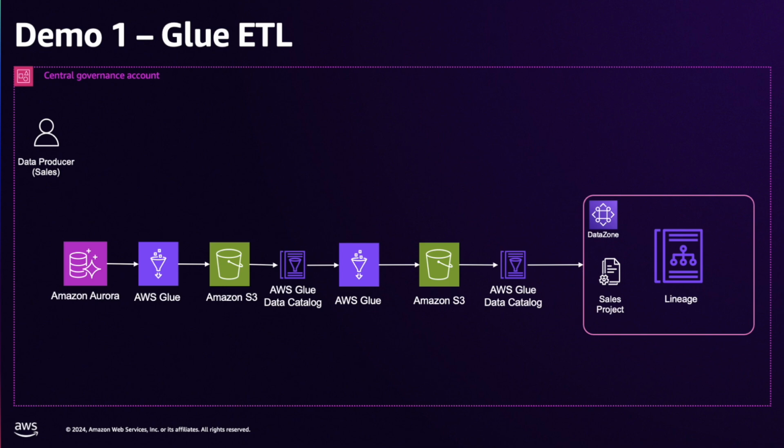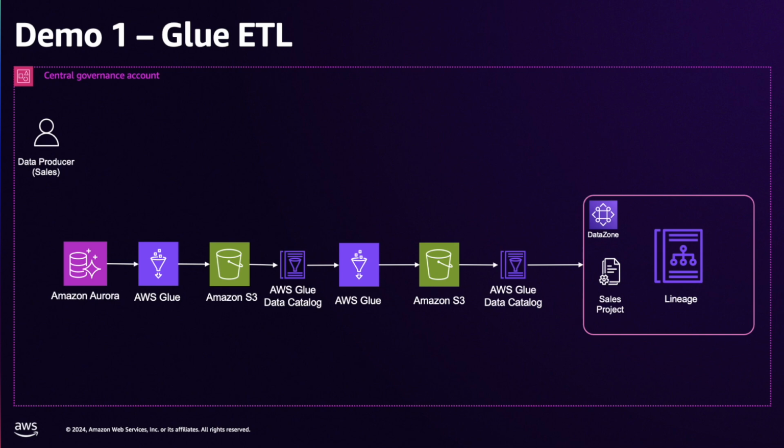So we start with the Amazon Aurora database as a source. Then we're going to use a Glue job in order to extract the data from the database and put it on an S3 bucket. Then we're going to catalog the data using the AWS Glue Data Catalog.